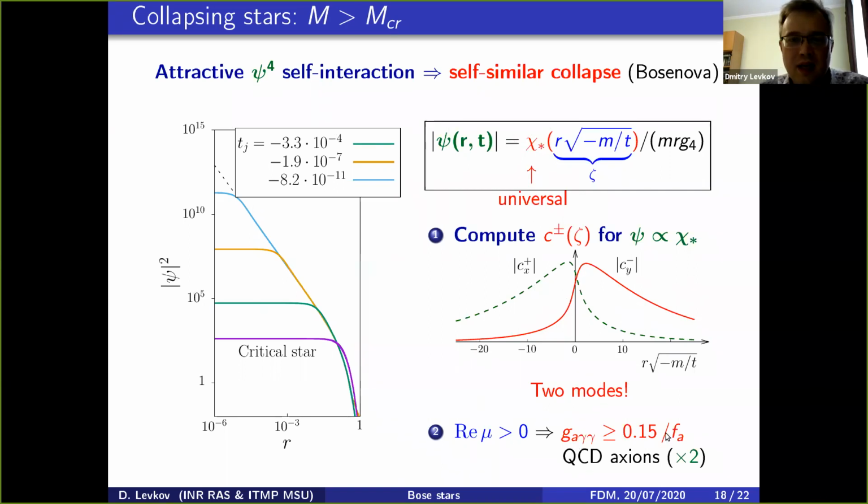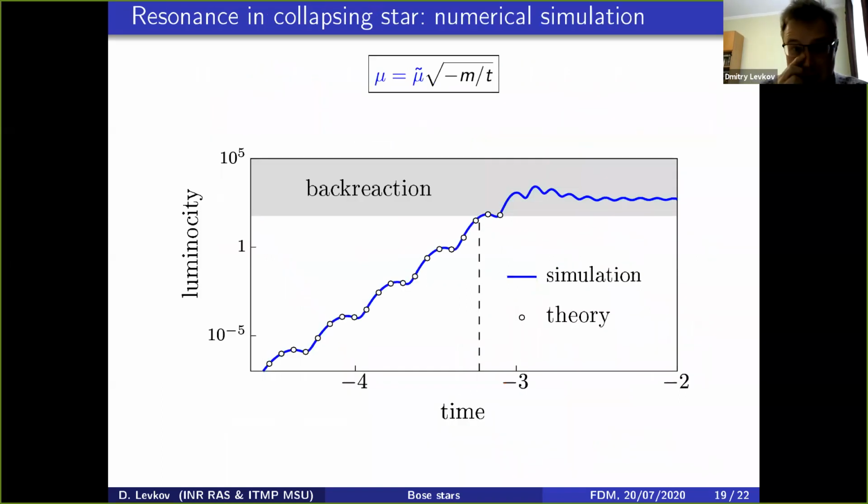These modes exist if G gamma gamma is 0.15 divided by Fa. This is 2 times better than the QCD Bose stars, but still 50 times worse than the benchmark values for axions. So we can compare this.